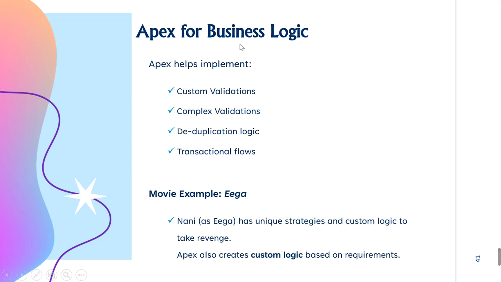Apex is used for business logic. It helps to implement custom validations, complex validations, deduplication logic, and transactional flows. Suppose something is not possible through configuration; we can use Apex and write code for that. Here we'll take the movie example of Nani in Eega, who has unique strategies and custom logic to take revenge. Here also Apex has different custom logics, so we can use them based on the requirement.